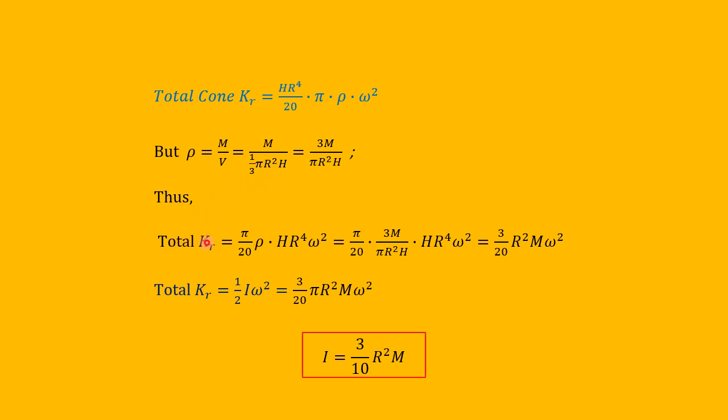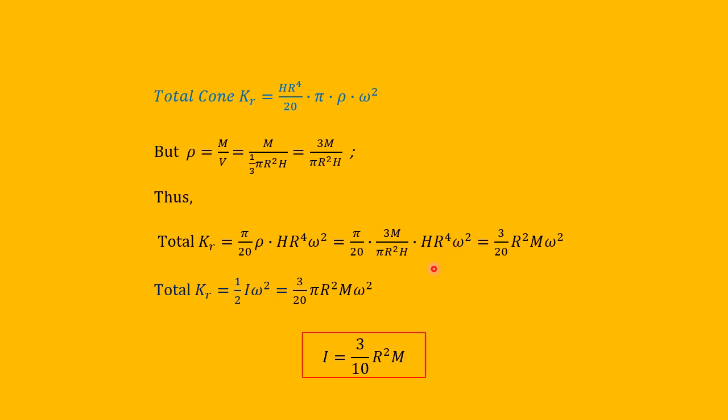The total kinetic energy of rotation then, as we saw up here, is just written in a slightly different way: pi over 20 rho times h times r to the fourth omega squared. And so let's see where we went from here. The pi over 20 is right here. The rho is what? Rho is 3m over this stuff right here. So for this rho, we'll plug in 3m over that stuff. And then we have h r to the fourth omega squared, which we just copied as factors here.